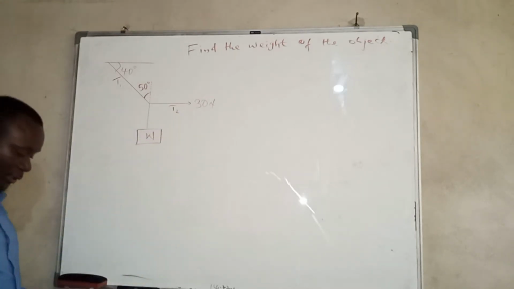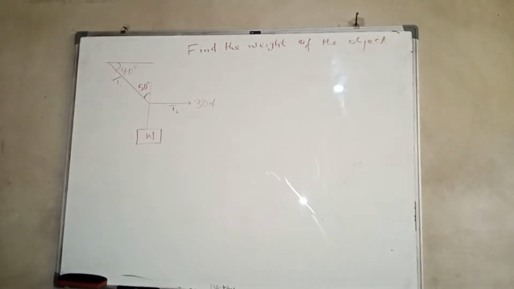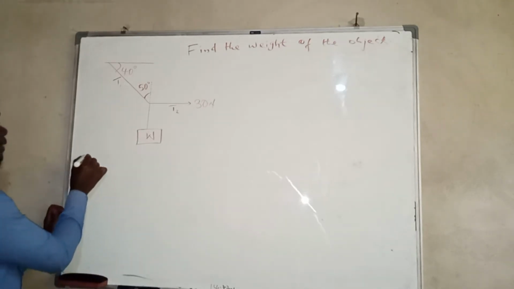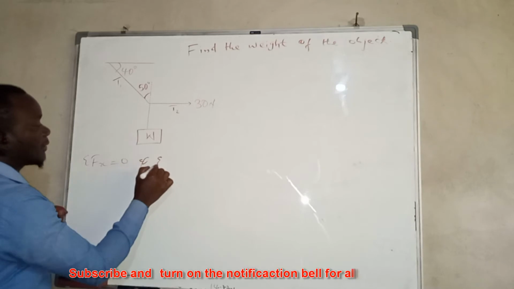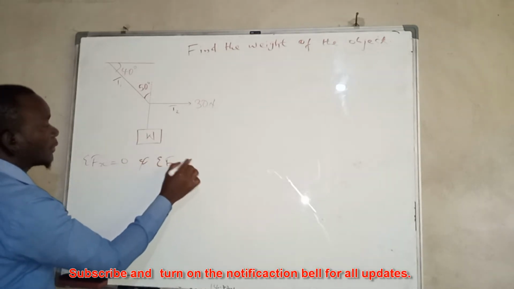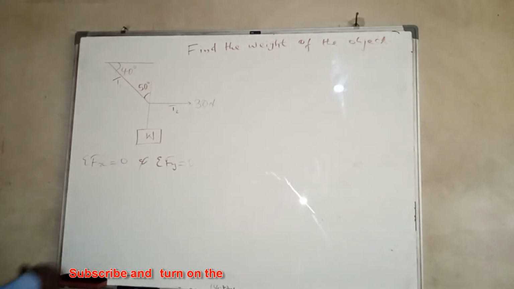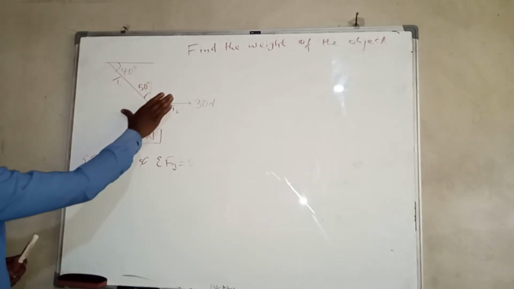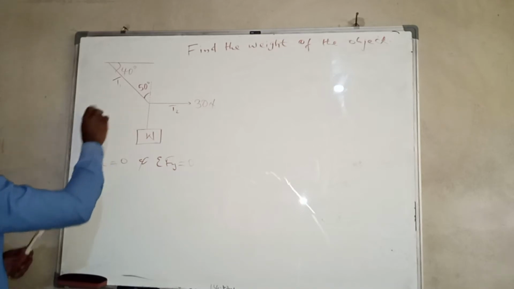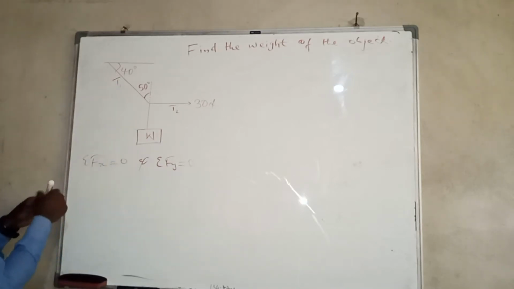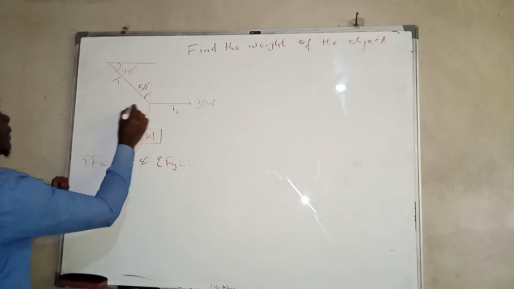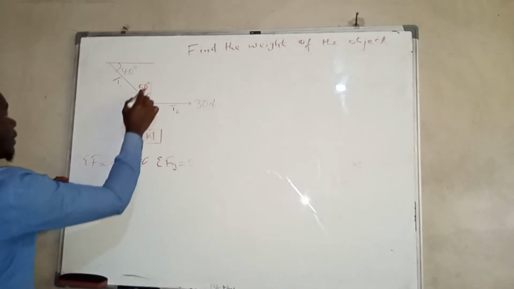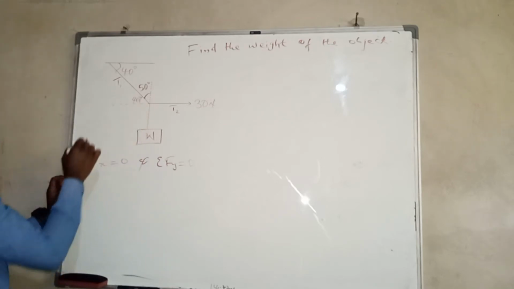In order for us to find the weight, it is simply bringing to our attention that the summation of forces in X must be equal to 0, and also the summation of forces in Y must be equal to 0. So here we can resolve this into X and Y components, especially T1. Since this is 50, when we extend this, this will be 40 degrees.